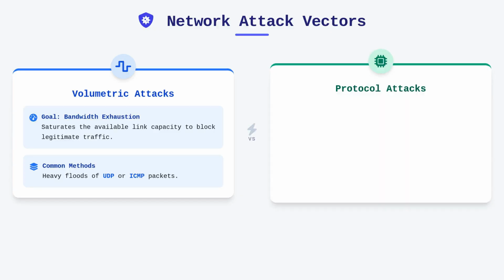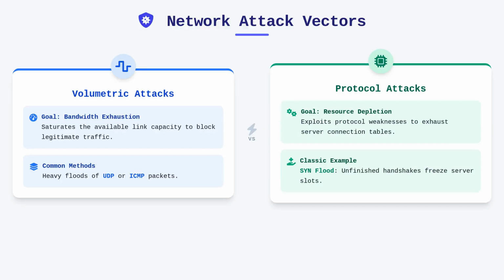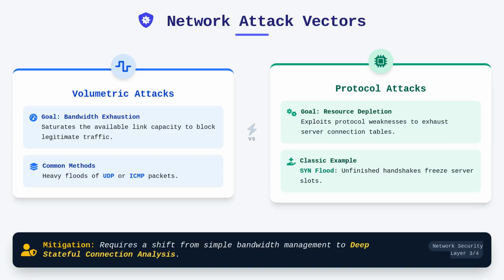Conversely, protocol attacks focus on exploiting weaknesses in the communication protocols themselves, rather than just raw bandwidth. A classic example is the SYN flood, where an attacker opens numerous TCP connections but never completes the three-way handshake, eventually exhausting the server's connection table. Because the server spends resources waiting for responses that never arrive, it eventually stops accepting new, legitimate connections. Mitigating these requires a deeper analysis of stateful connections rather than just simple bandwidth management.